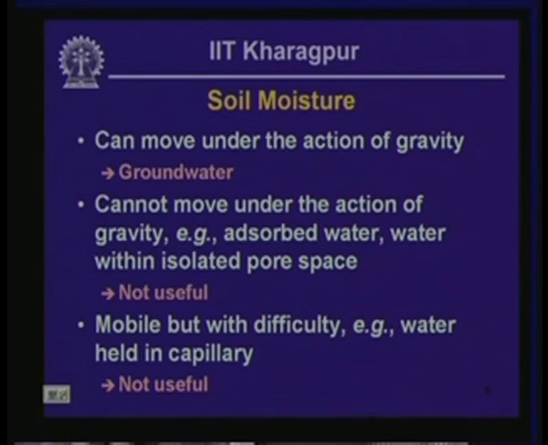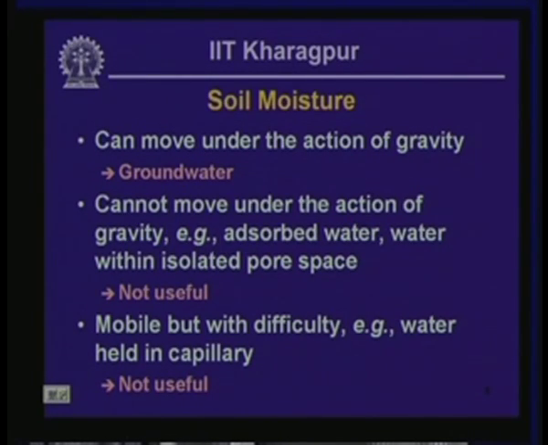Now, what we have already learned is what is meant by soil moisture, to some extent. In order to formalize the concept, we have got this list. What is soil moisture then? Soil moisture is that portion of groundwater which exists within the pore space of soil or rock, which can move under the action of gravity.